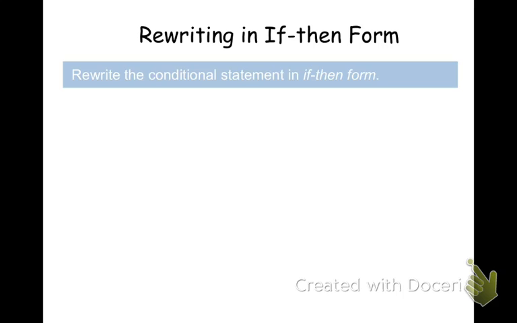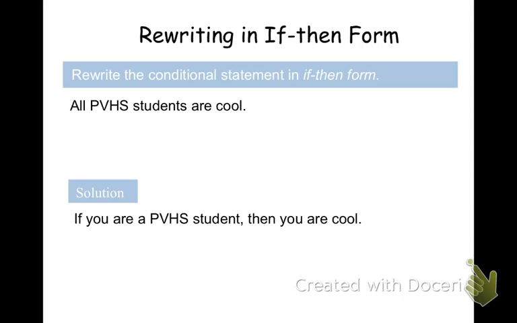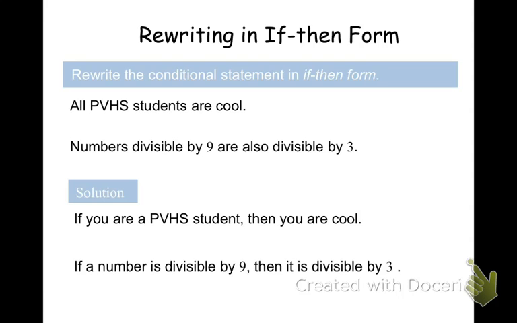An example to start out with is rewriting a conditional statement in if-then form. So, all PVHS students are cool. We can rewrite that to say, if you are a PVHS student, then you are cool. Here's another example. Numbers divisible by 9 are also divisible by 3. Can be rewritten as, if a number is divisible by 9, then it is divisible by 3.